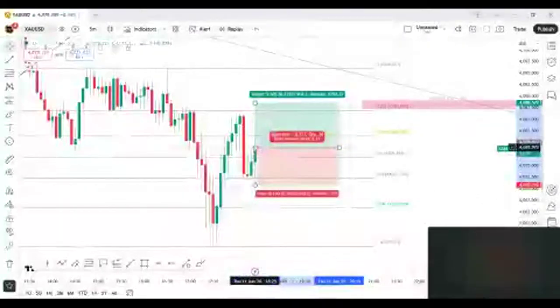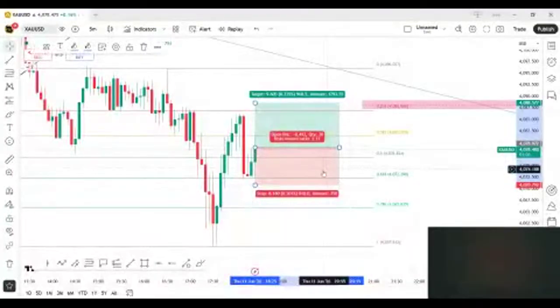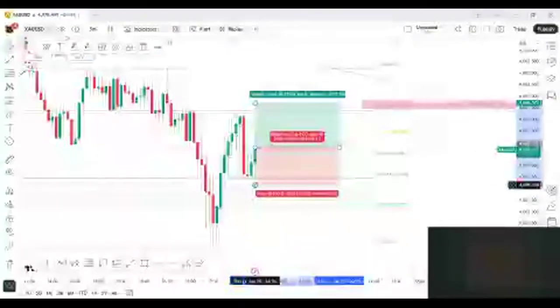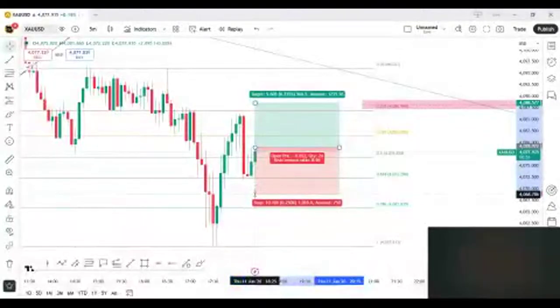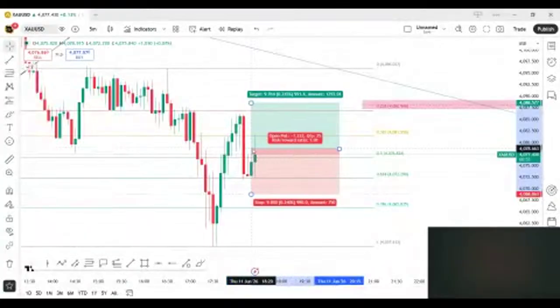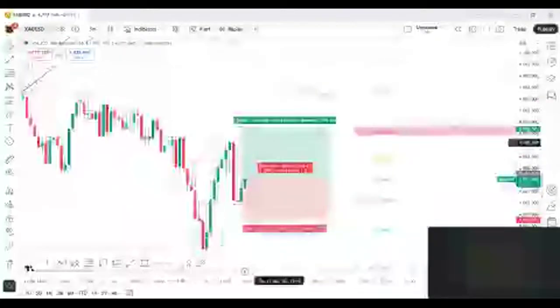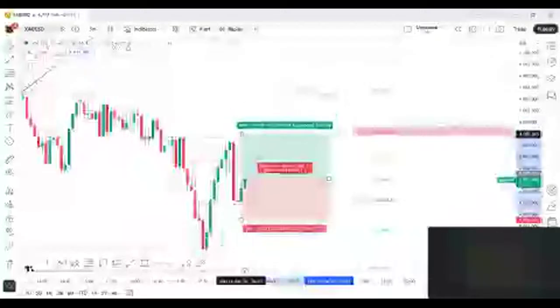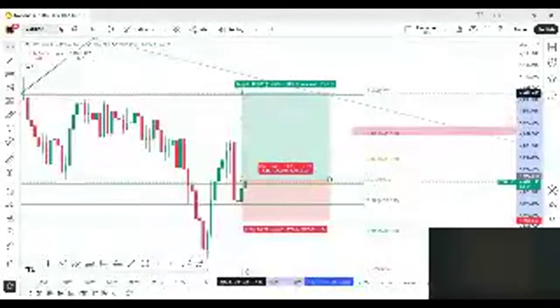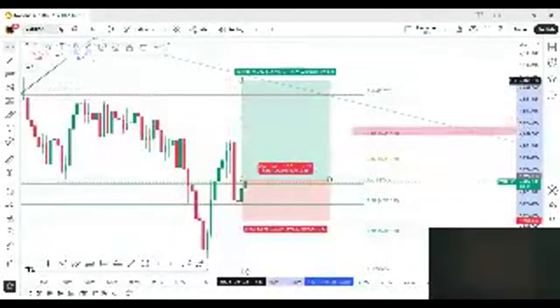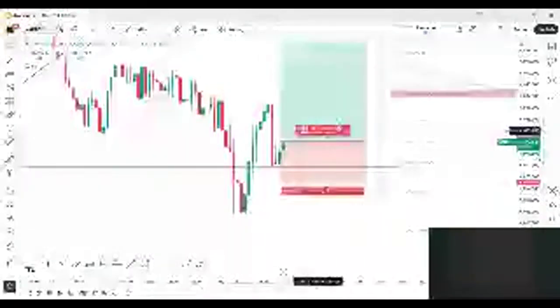So your layer should be 4078 till 4074. You can look for the buying positions, and our stop loss will be just below at 4068 or 69. This will be the better stop loss. Our first target will be at 4086, and then we can further look for our target at 4100. So this is the trade that we are in at the moment.